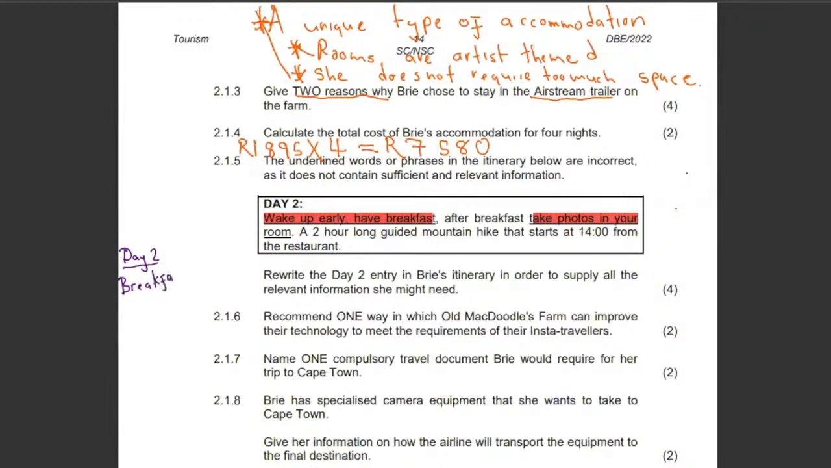The first activity is that breakfast is served. Normally breakfast is served from 6 to 10. That is the first activity for the day.